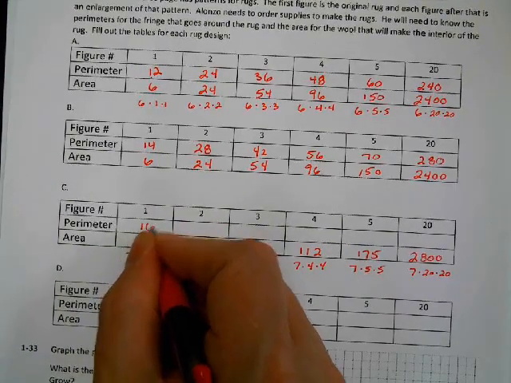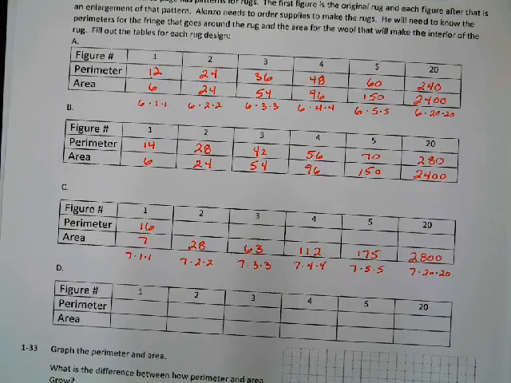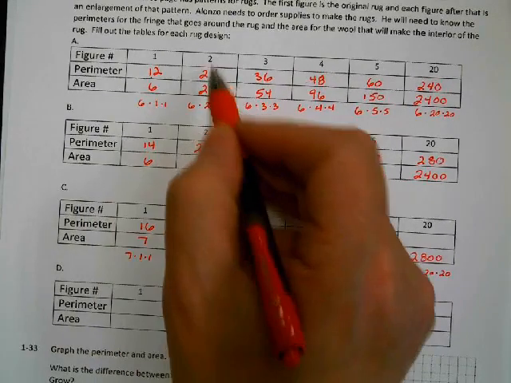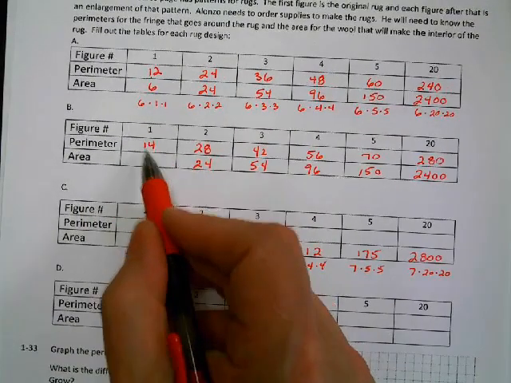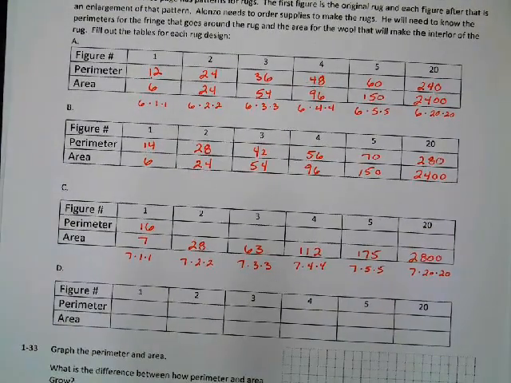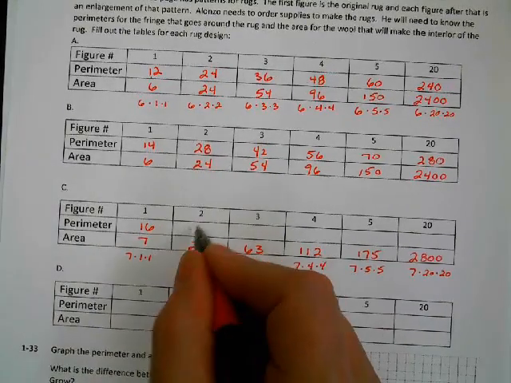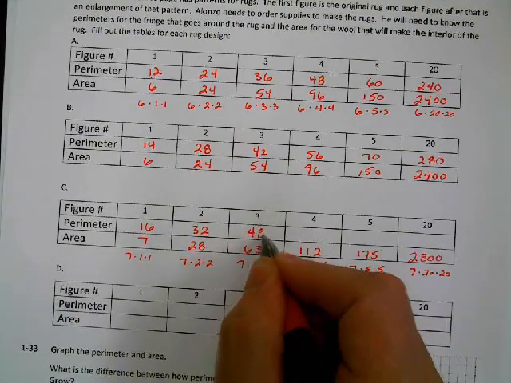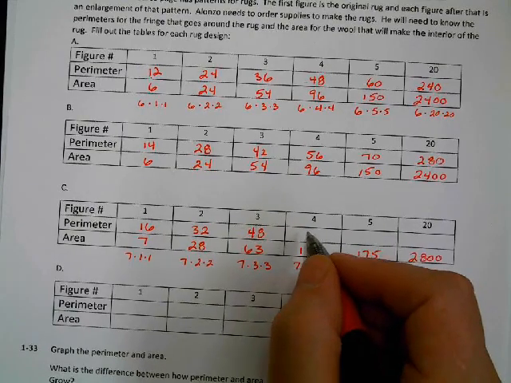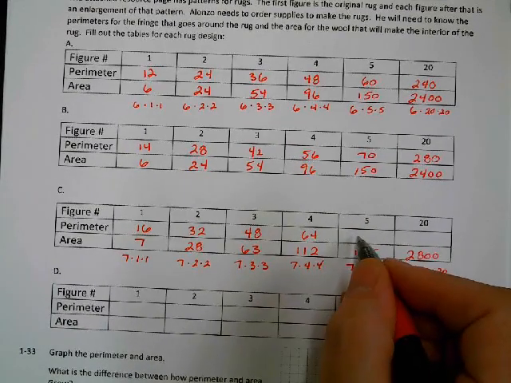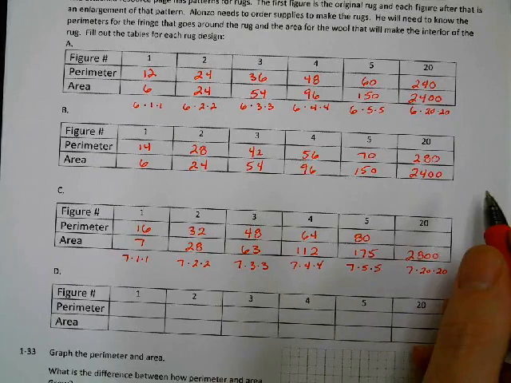Now, based on our other patterns, here we saw the perimeter was 1 times 12, then 2 times 12, then 3 times 12. This one was 1 times 14, 2 times 14, 3 times 14, 4 times 14. And if you are predicting, yes, you're right. This is 2 times 16, 32. This would be 3 times 16, 48. 4 times 16, 64. 5 times 16, 80. And then 20 times 16, which is 320.